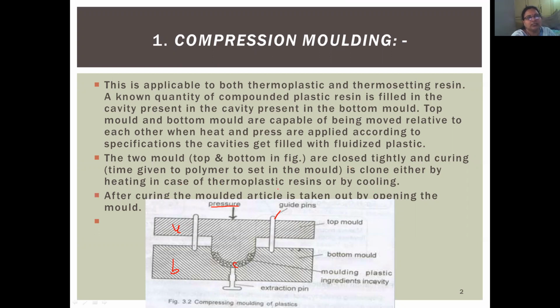So for thermoplastic resin, we need heating as well as cooling. For thermosetting material, only heating is required. After curing, the molded article is taken out by opening the mold. So after it is set, you remove these pins, remove the top mold, and then you remove the plastic material which has been formed.